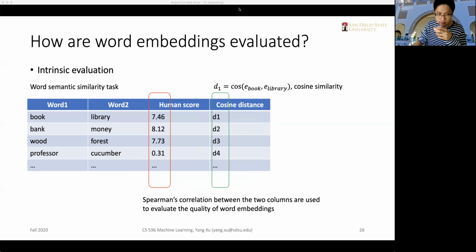So that is one type of intrinsic evaluation for word embedding models. Okay, we have two slides left.